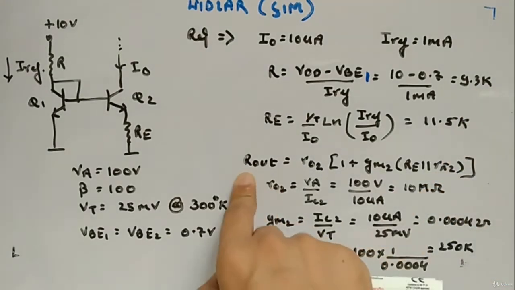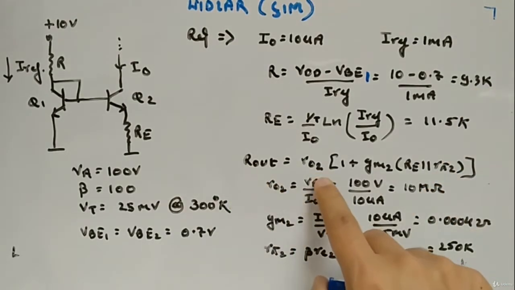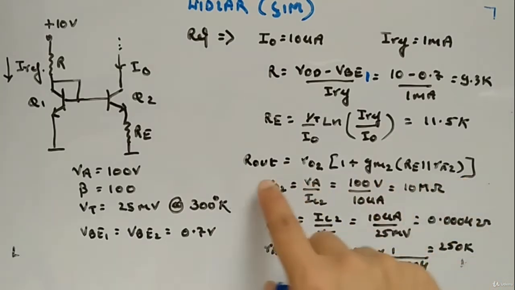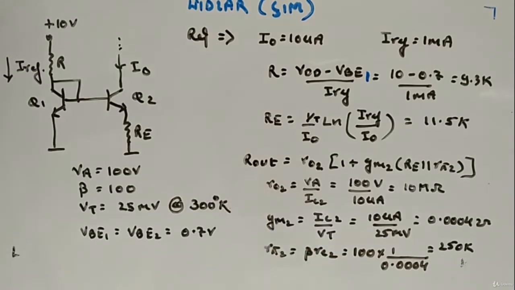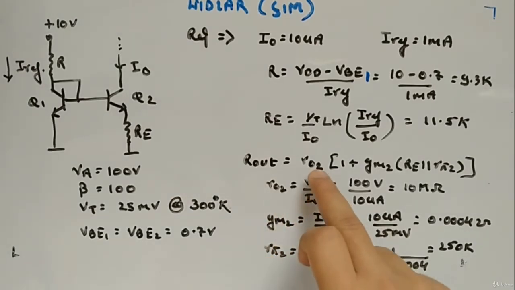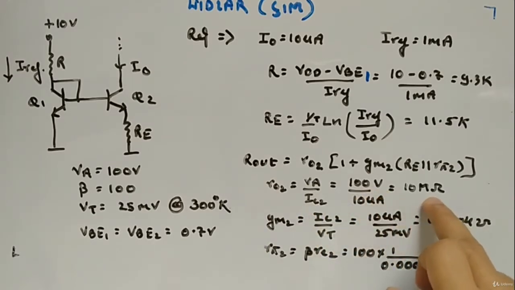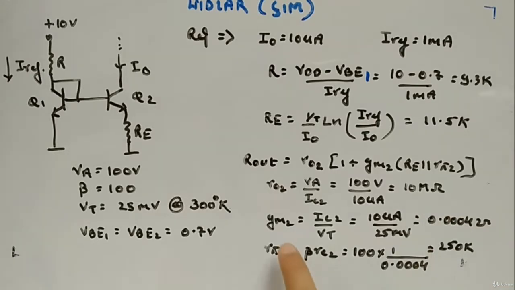Okay, now the remaining thing is R out. So R out is RO2 times 1 plus GM2 RE parallel R pi 2. We have calculated this before. The value of RO2 is VA divided by IC2, that is 100 volt divided by 10 microampere, which gives you 10 mega ohm. It is in the mega ohm range, so you can expect an approximately flat curve.